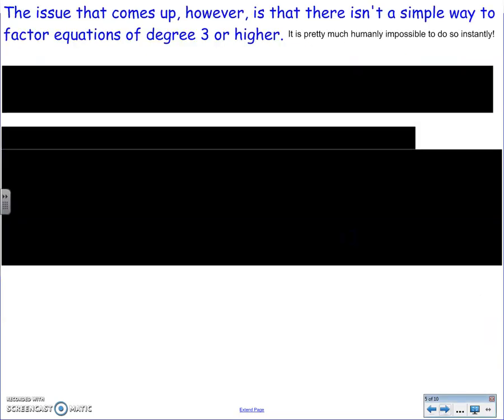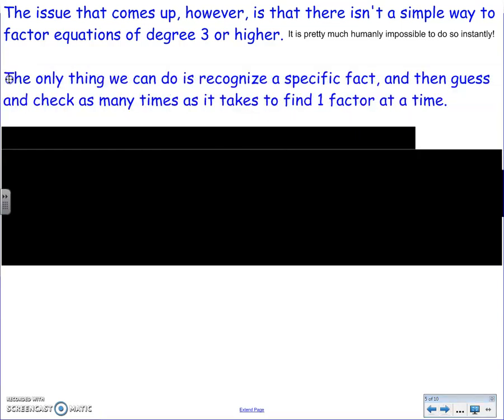All right, so here's the bad part. We have an issue. There is no simple way to factor equations of degree 3 or higher. If it's quadratic, you know how to do guess and check, difference of squares, all that easy stuff. If it's 3 or higher, it is pretty much humanly impossible to do so instantly. If you know a way to do it, tell somebody, you'll get rich. That's going to be a big discovery for math. All right, but there is a way to do it, but it's just not simple.